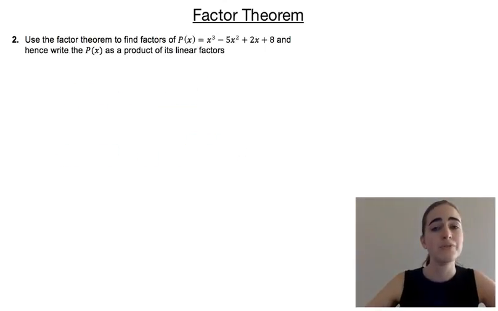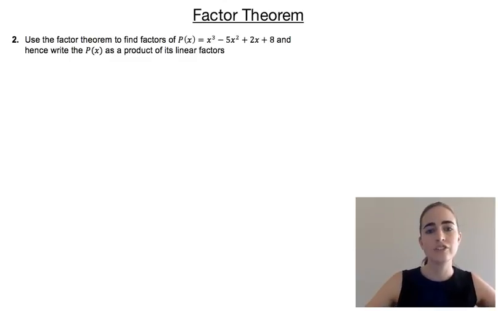Our next example is a little bit more in depth. So we can use the factor theorem to help us factorize polynomials. So this question asks us to use the factor theorem to find factors of p of x equals x cubed minus 5x squared plus 2x plus 8, and hence write that polynomial as a product of its linear factors. So we want to factorize it right down until each factor only is of degree 1. So we only want them to be linear. Now to do that, first we need to find one factor. To do that, it's just sort of guess and check, but educated guess and check.